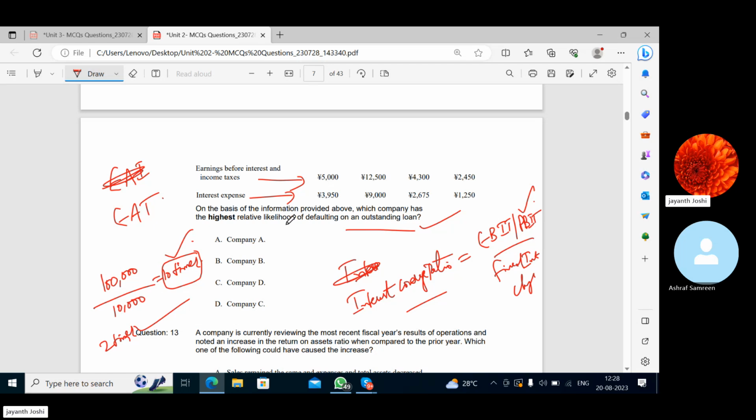Same thing is applicable in this question. Now you need to find out that one. So this is given, this is given. What you can do, either you can divide interest expense by EBIT, and you can understand how much percent your interest expense is in EBIT. The highest percentage of interest expense in EBIT will show that they have to pay very high interest, right? So they have more chance of default, correct? Okay, please do this. So high interest expense means more chance of default, right?